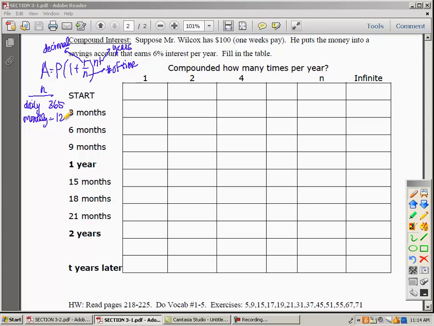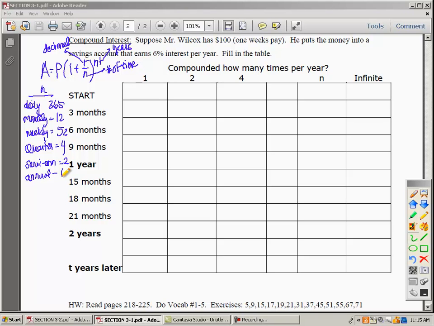Monthly is 12. You're going to see weekly. Weekly is 52. What else are you going to see? Quarterly. Every quarterly is 4. Semi-annual is 2. Annual is 1. Not sure if I'm missing anything, but this is kind of the idea.